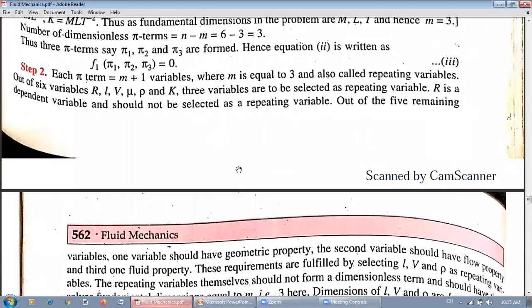So now we are going with the numerical. Each item is equal to m plus 1 variable. So m is equal to 3, also called repeating variables. What are repeating variables? What are non-repeating variables? I will tell you. Out of the 6 variables, 3 variables are to be selected as repeating variables, and 1 variable will be non-repeating variable.